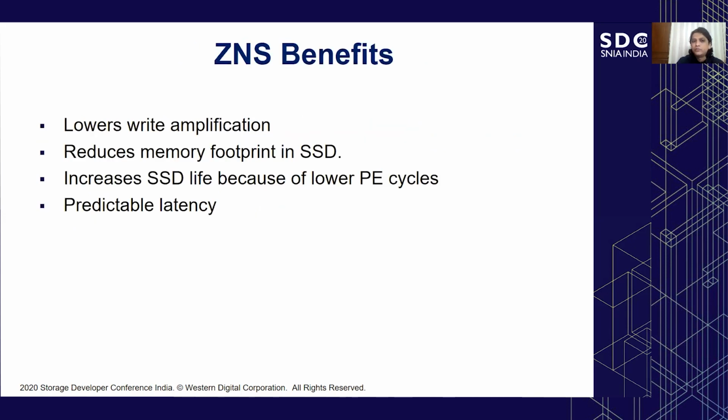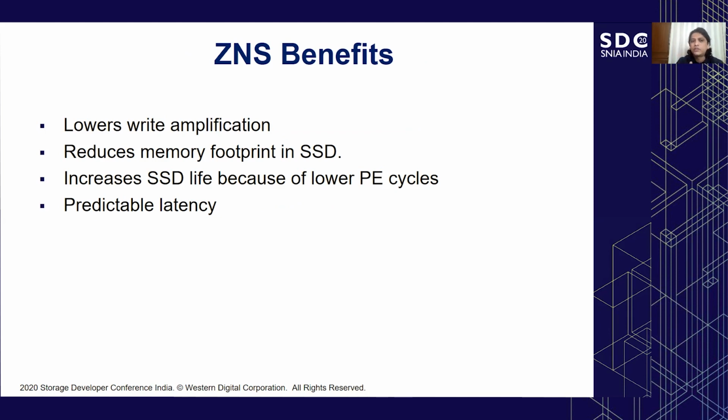So now we come to benefits of ZNS. It lowers the write amplification. How does it lower the write amplification? So typically, write amplification is how much extra writes were done to the device. So basically, if the application wrote 1 GB to the drive, and within the drive it wrote 4 GB, then your write amplification is 4. Write amplification factor is 4.